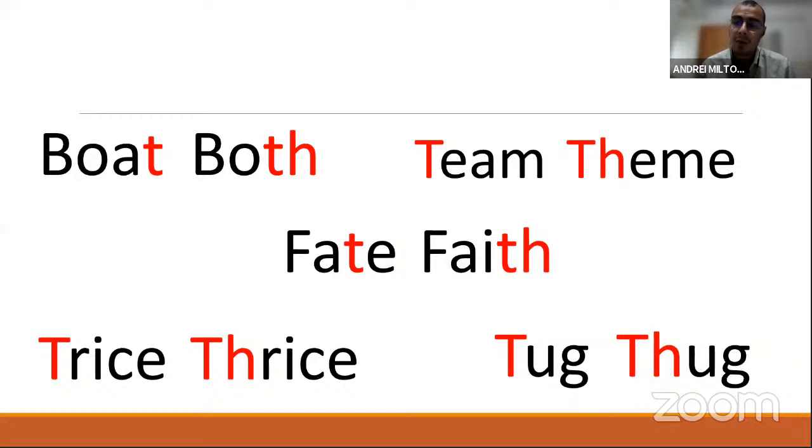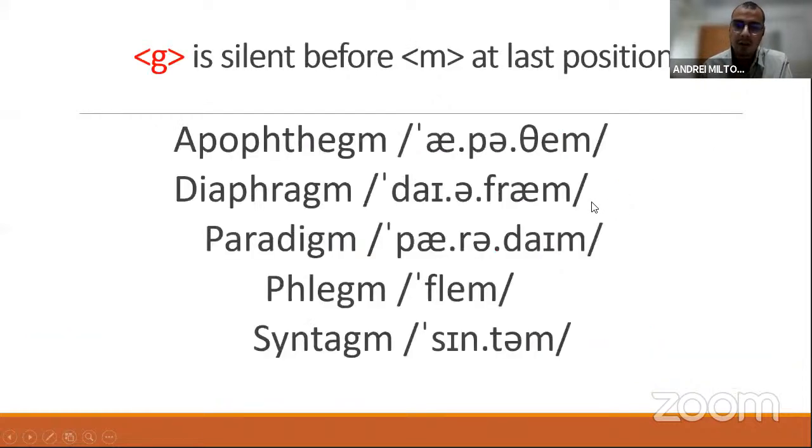So we have both and both, okay? Team and theme, faith and faith, okay? Thrice and thrice, third and third, okay? Got it? Try it. Th and th, not th, not th. Okay, th and th. Okay, good.